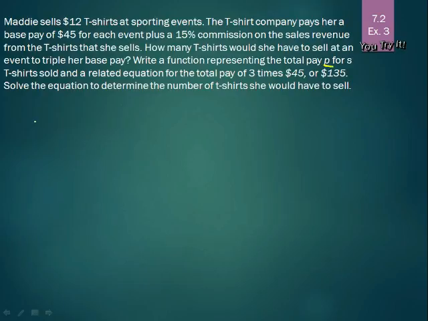And so if we want to know the total pay, P, for the S t-shirts sold, well, that will be our input. So we can call it P of S. Then that's going to equal, it tells us here she has a $45 base rate. So no matter what, she'll make that $45.